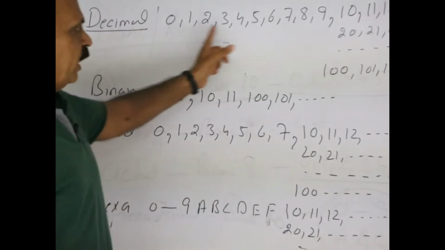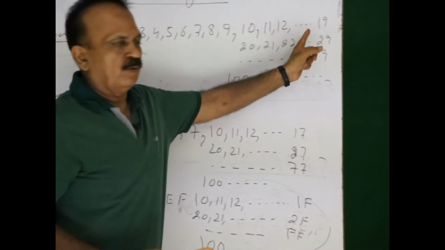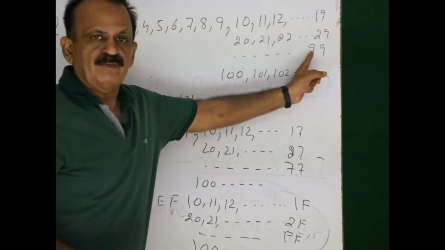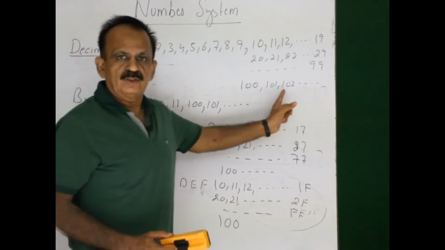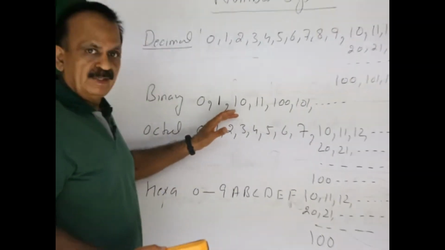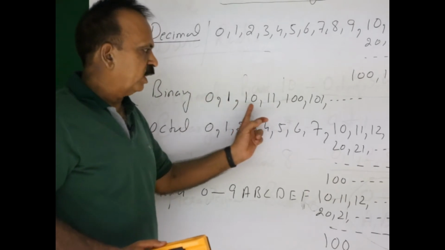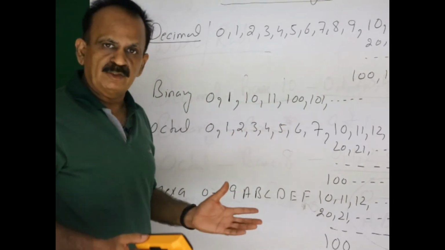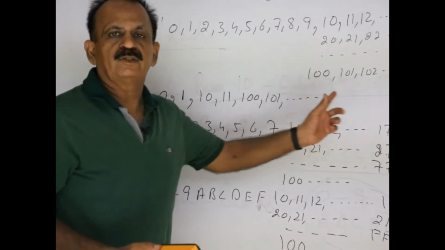I said 0 to 9. After 9 it will be combination of 2 digits 1 0, 1 1. This 2-digit combination will go up to 99, and then it will be 3 digit 1 0 0, 1 0 1, 1 0 2, and so on. In the binary number system it will be 0, 1, combination of 2 digits 1 0, 1 1. When the combination of 2 digits is over, then it is 1 0 0, 1 0 1, and so on.